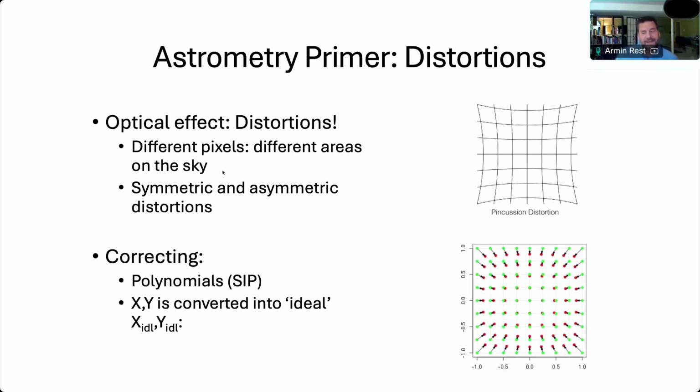So the idea is that when you have these X and Y positions that you measure with photometry of your stars, you then want to undistort them, and you do this in the most general way with polynomials. That's the SIP convention. Basically, you take this distorted XY coordinate system and transform it into an ideal coordinate system in which each pixel has the same side lengths and the same area.